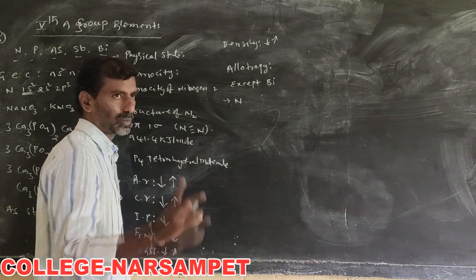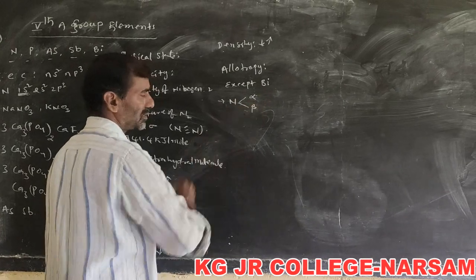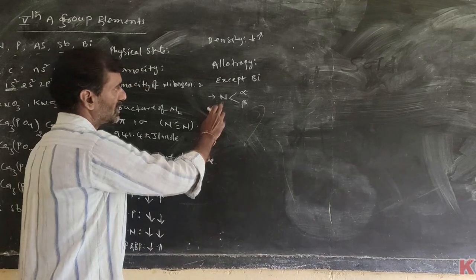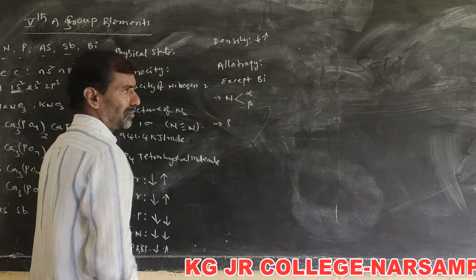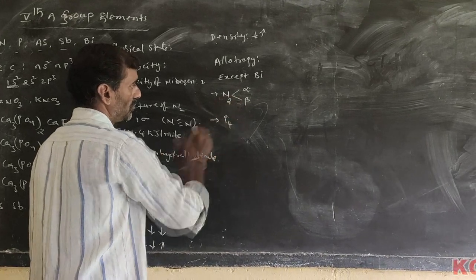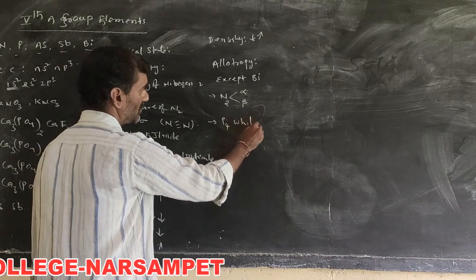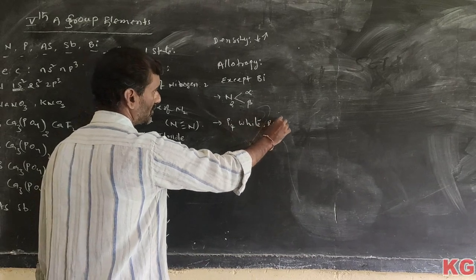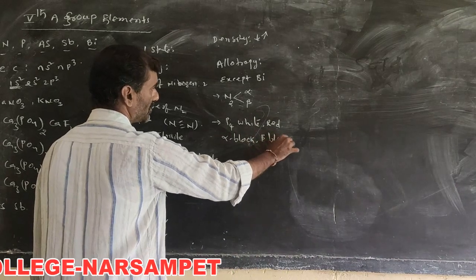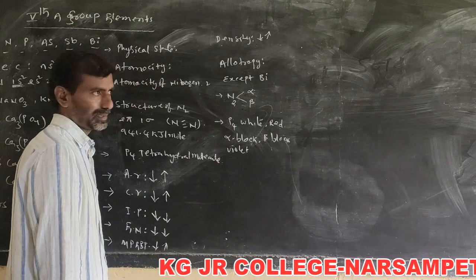Nitrogen can exhibit two allotropic forms. One is alpha nitrogen, the second is beta nitrogen. Both exist in solid state. This is about nitrogen. Phosphorus can exhibit many allotropic forms. They are white, red, alpha black, beta black, and violet. These are the allotropic forms of phosphorus.